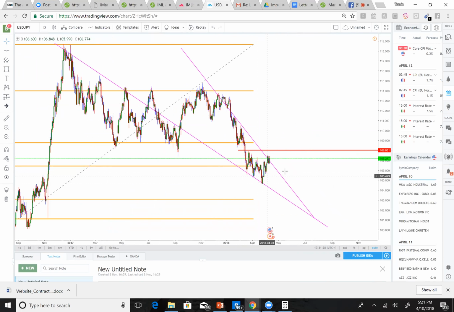Simple as that. Whenever you're drawing channels, make sure you got your touches just as support and resistance. I got 1, 2, 3 touches. I looked up here, 4, 5, 6, 7, 8, 9, 10 touches. That's how I was able to do this line going that way. I look right here.